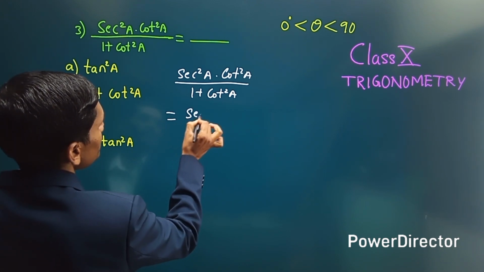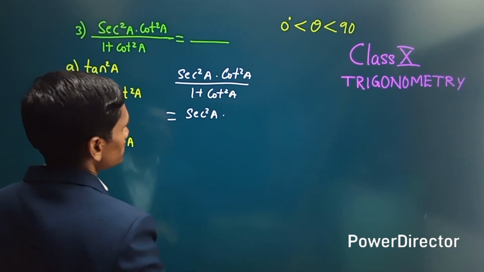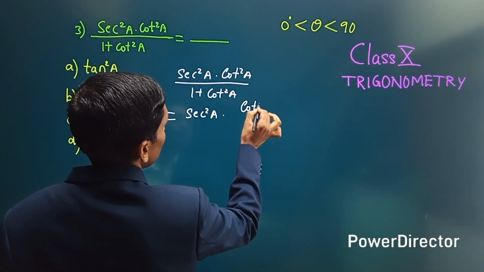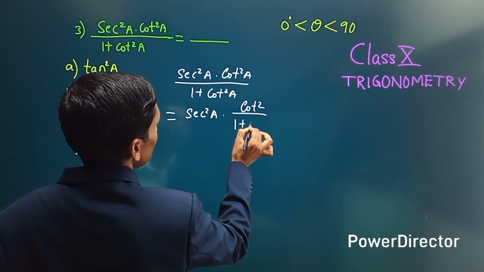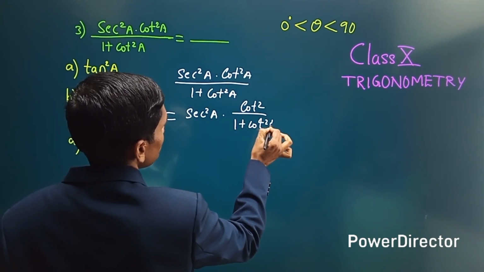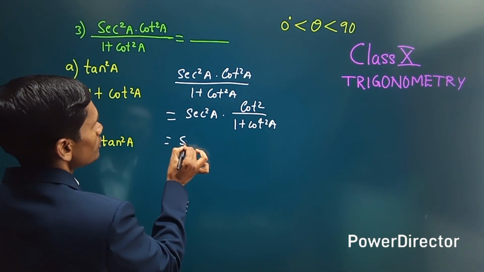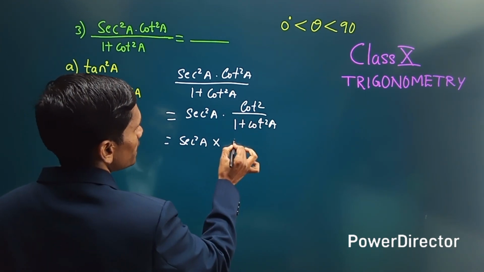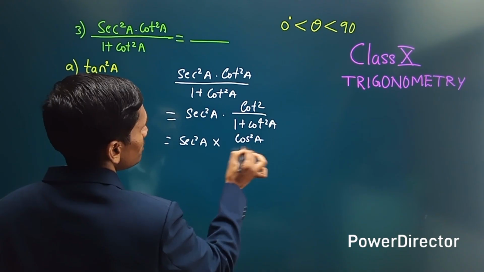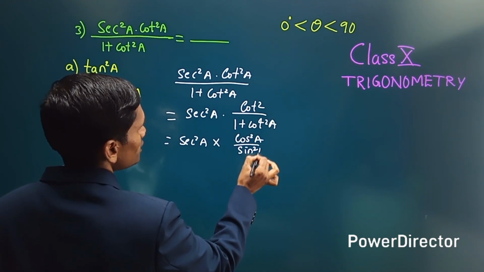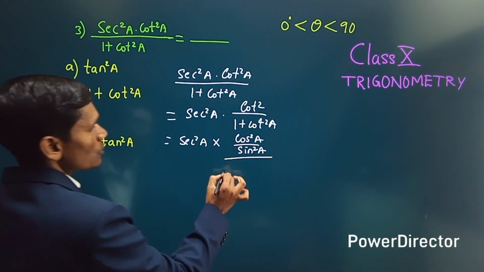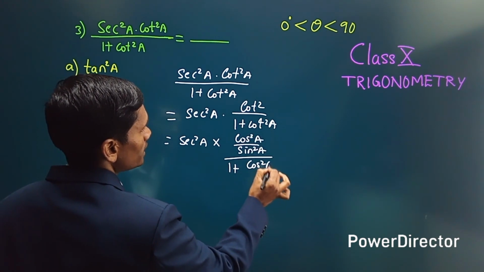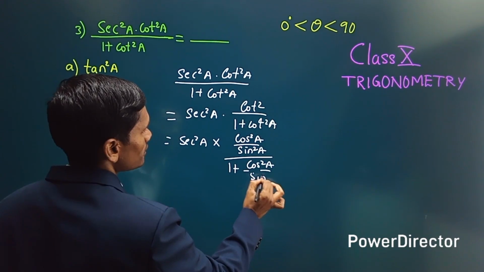Here, let us keep this sec square A outside, right? Let us take this cot square A divided by 1 plus cot square A. So sec square A into, here cot square A, can you write this as cos square A by sin square A? You can write. Okay. Next, 1 plus cot square A, how do you write this? Again, cos square A upon sin square A.